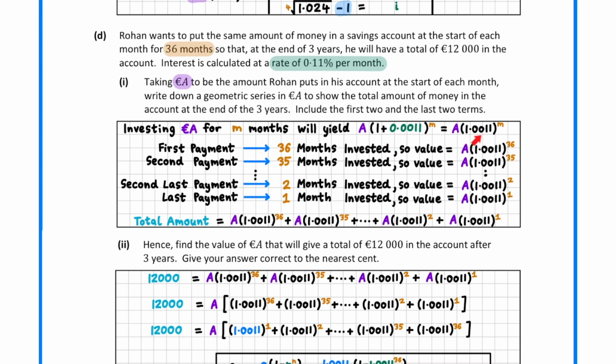The first payment is invested for 36 months, the second payment is invested for 35 months, the third payment is invested for 34 months, and so on. The second last payment will be invested for 2 months, and the last payment will be invested for 1 month. This information can be used to find the final value of each of our payments, and to find our total amount, we simply add together all these values.